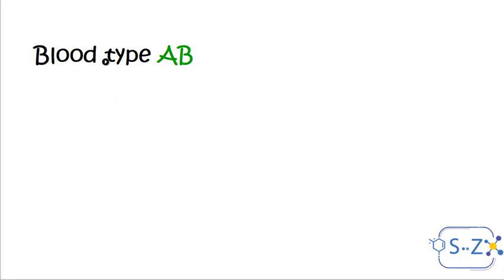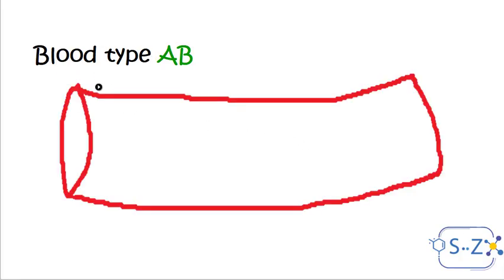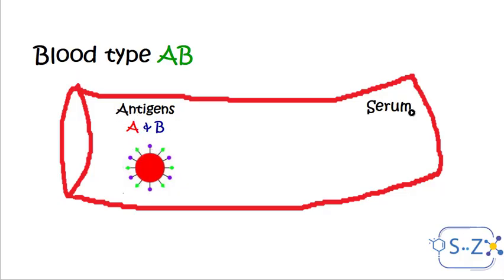And now, a person of blood type AB, what will he have in his bloodstream? He will have red blood cells containing both antigens A and B at the same time. This person in his serum, can he have anti-A or anti-B antibodies? Think very carefully. Of course, he shouldn't have any. He shouldn't have anti-A or anti-B in his serum.